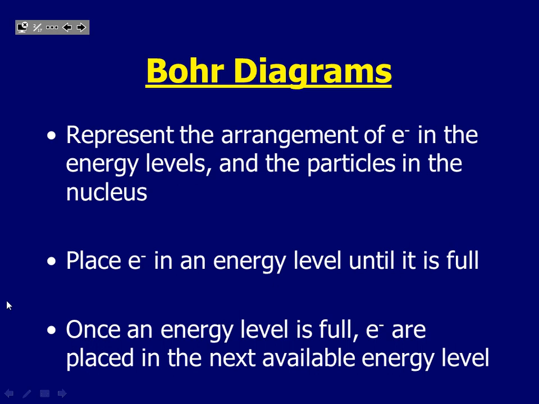A Bohr diagram represents the arrangement of the electrons in the energy levels and the particles in the nucleus. Last day, we learned how to determine the number of protons, the number of neutrons, and the number of electrons. We need that information to draw Bohr diagrams. In grade 9, they normally have you put in the protons and the neutrons in the nucleus, but we're going to do a shortcut.